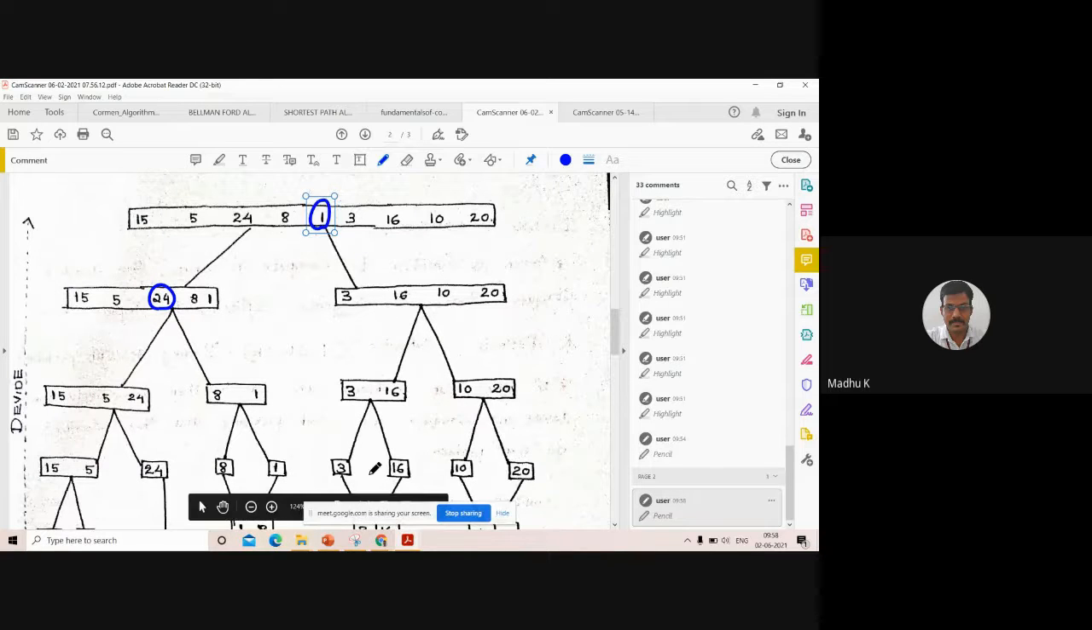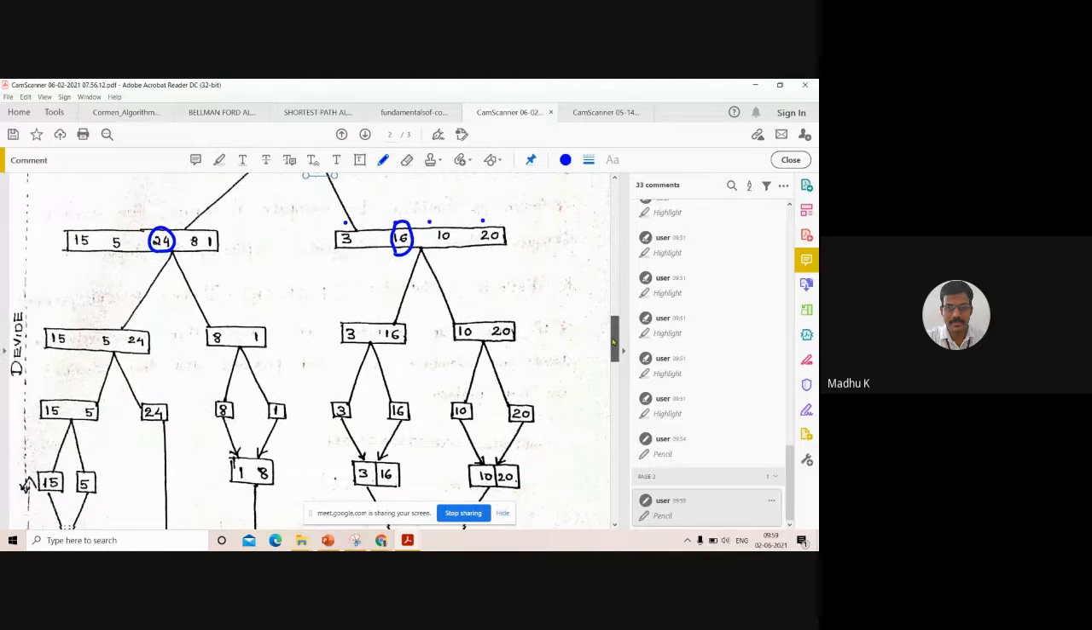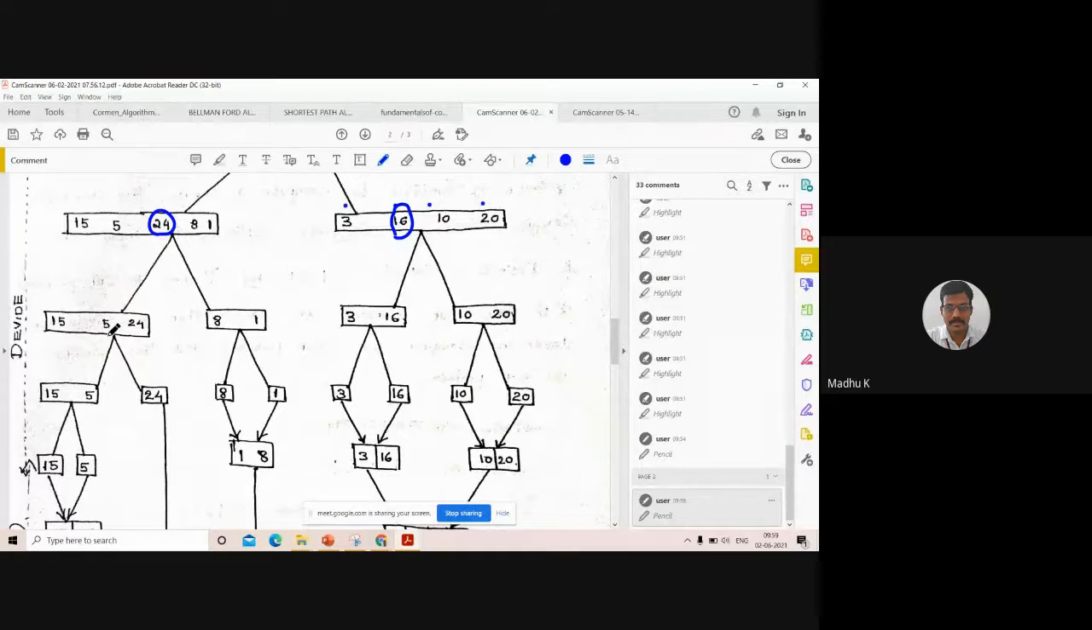So which is the mid value of this? Basically we will do it in this way. 1, 2, 4 items are there. Anyway, we divide, so this will be taken as the mid value. Then 3 and 16, then 10 and 20. So we will again divide this. We will again divide this. So this is the mid value.